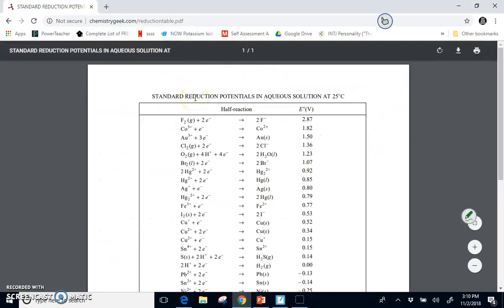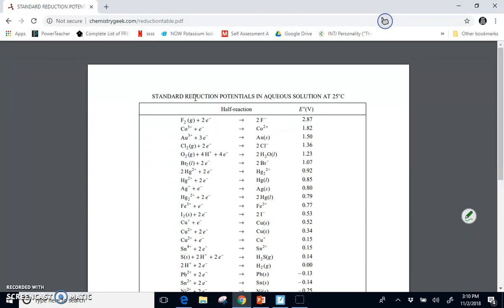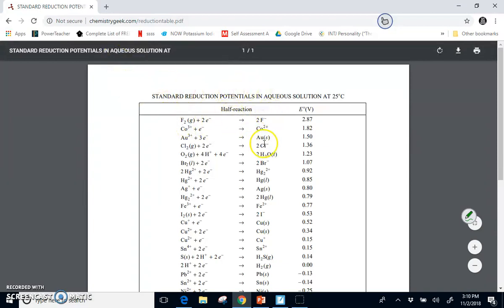Okay, please note, just like when we had STP for gases, these reduction potentials are only true at standard conditions, which is a temperature of 25 degrees Celsius and 1 molar. Do you need to remember that? No, not like you need to remember STP. But we will talk about non-standard conditions later.